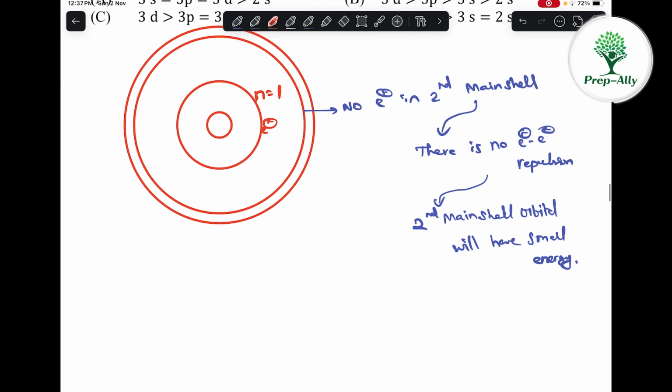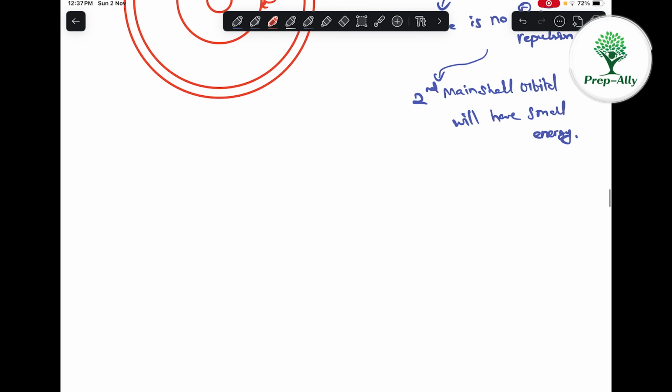So if I consider a H atom, let's say this is the nucleus. If I draw an energy diagram from the nucleus, the distance, the first main shell, 1s orbital, will have a lower energy, obviously. And the second main shell, 2s and 2p orbital. What about 2s and 2p orbital? They are going to have the same energy because there is no electron in the second main shell. And the 3s, 3p and 3d will have the same energy. Same goes for all.